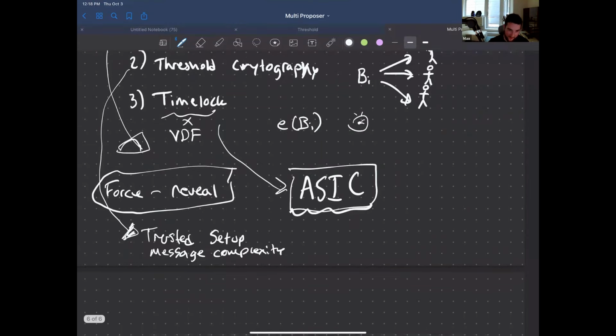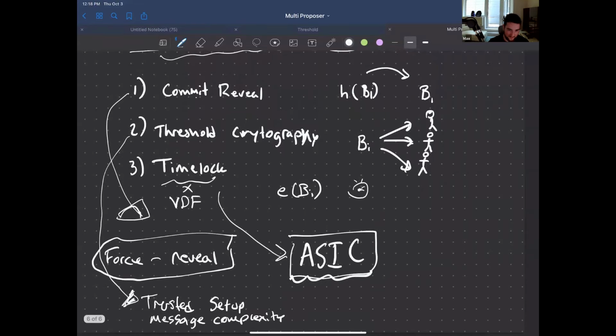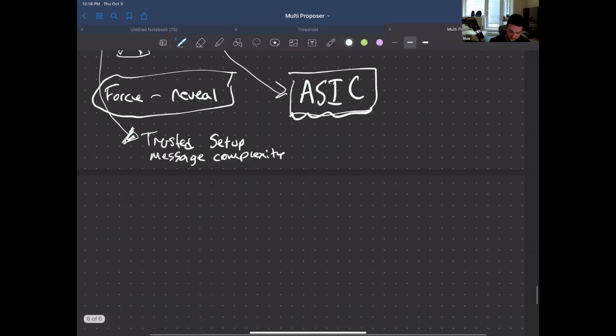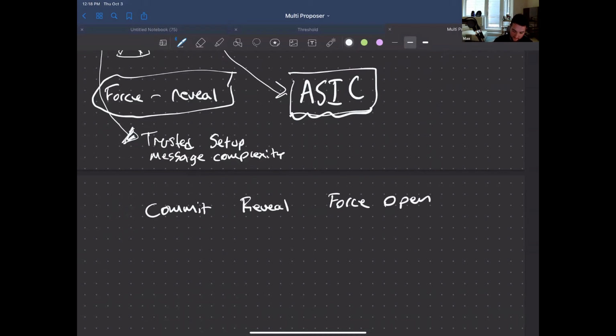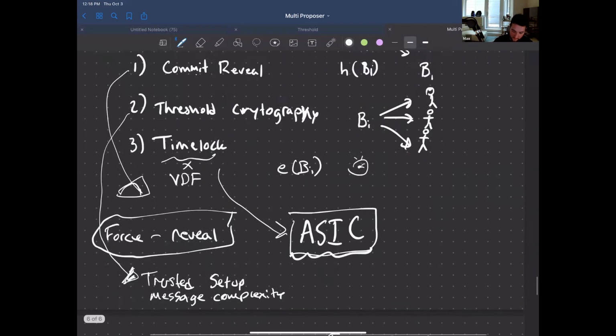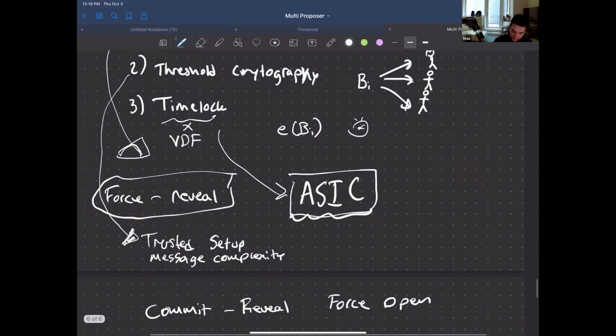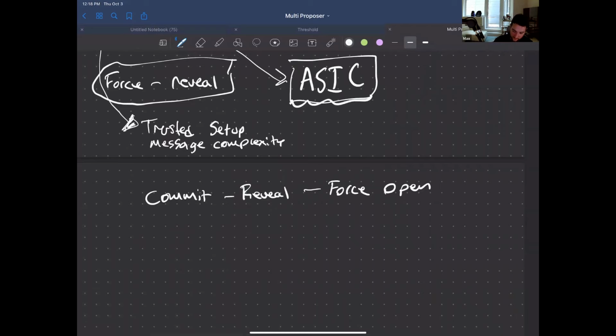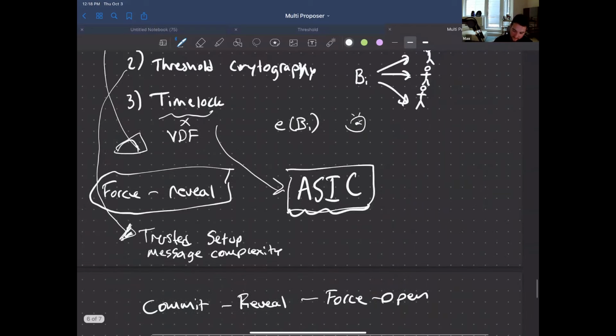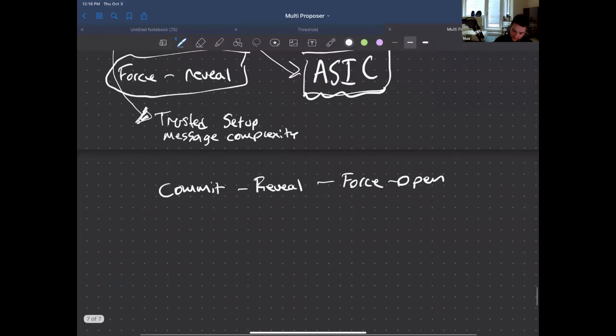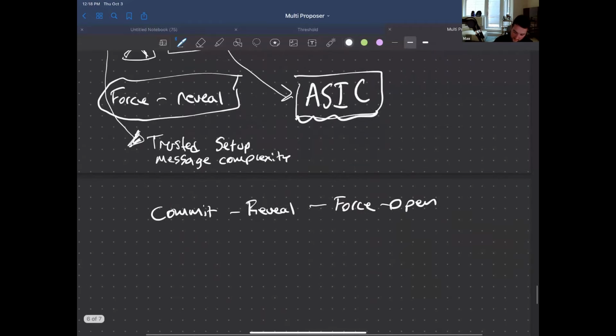But here's the fourth possibility, which is a hybrid of two of these. What if we do commit, reveal, and then force open? We're going to take commit reveal, and the problem that we had with commit reveal, where you didn't have to reveal, we're going to have an option to force open. So how are we going to do that? You're going to encrypt your block with the time lock.